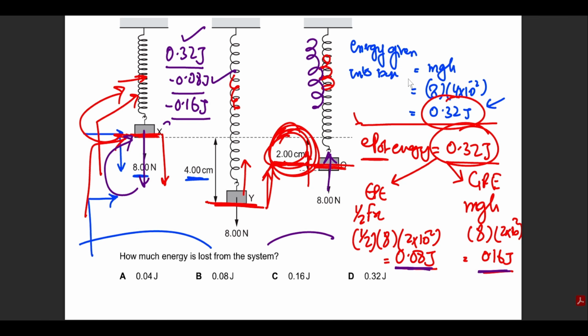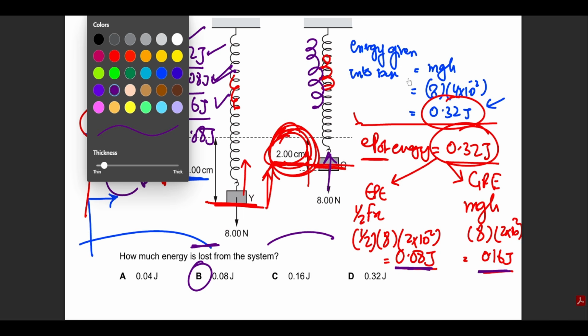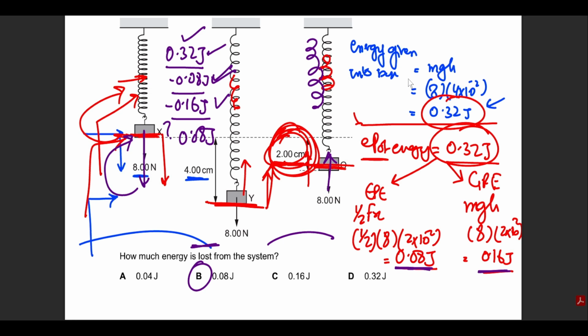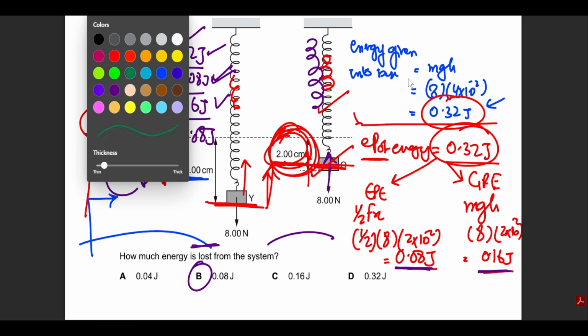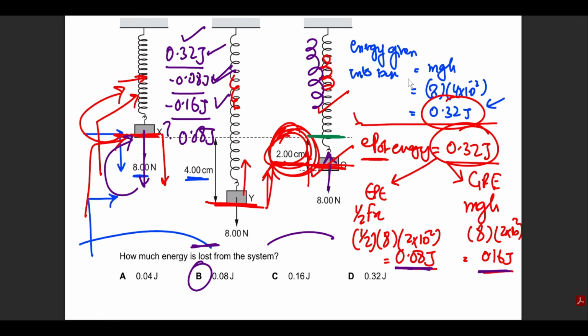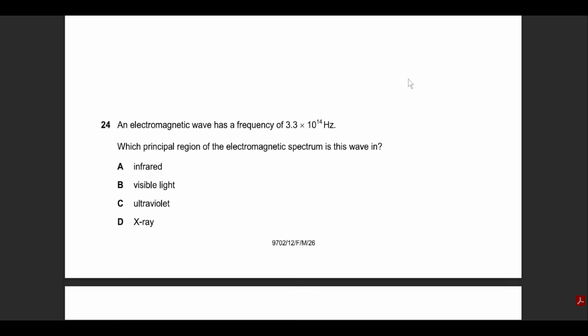So how much energy are we still left with which is not accounted for, that we can't find in the system? When you subtract 0.08 and 0.16 from 0.32, you get 0.08 joules. So your final answer comes out as option B. 0.08 is the energy lost from the system, which is still unaccounted for. The spring has some energy, and the box has some gravitational potential energy, which it brought back, or asked for back, to go back to position O or X at this point.